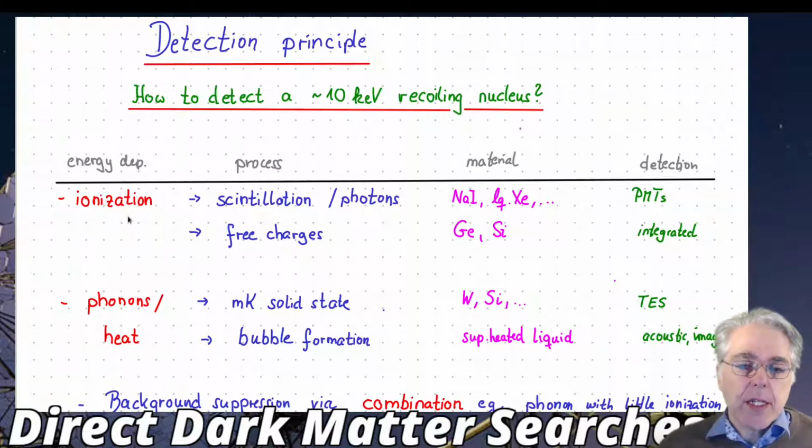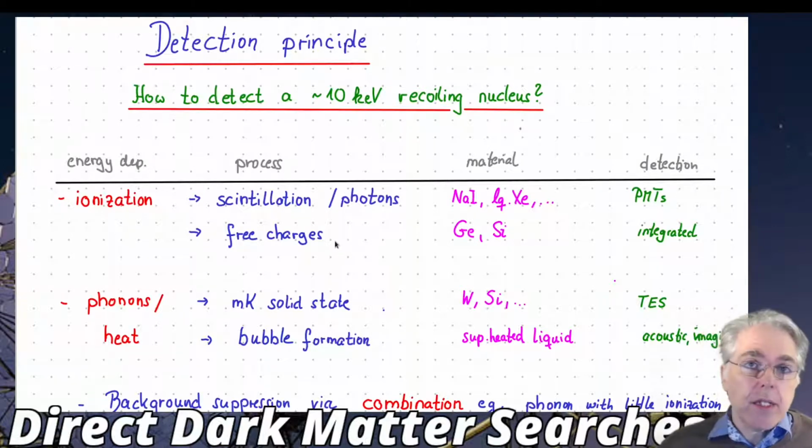In the case of ionization, in principle, there's this canonical way of detecting scintillation light that comes out of active material, like sodium iodide or even liquid xenon. And then the light is registered, for example, with a PMT. So this is a separate target material and also light-producing material, and then you need separate photon detectors.